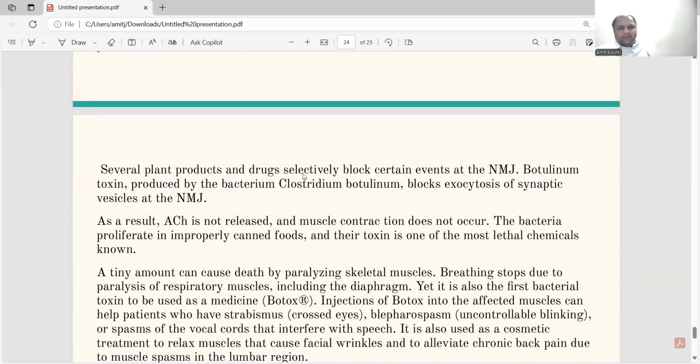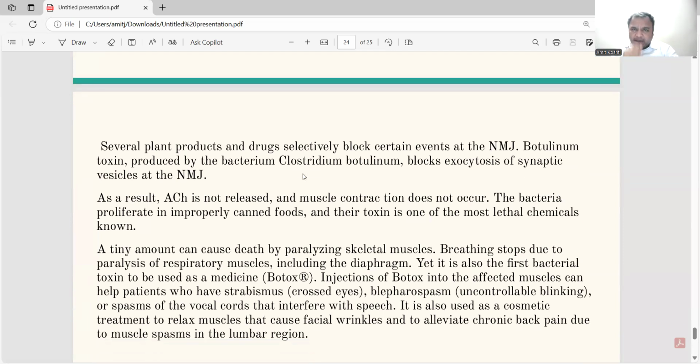Now, this is something for your understanding. Many film stars get their skin treated with Botox, which you have heard about. So let's talk about how this toxin is helpful. Several plant products and drugs selectively block certain events at the NMJ. When the neuromuscular junction is blocked, what will happen?